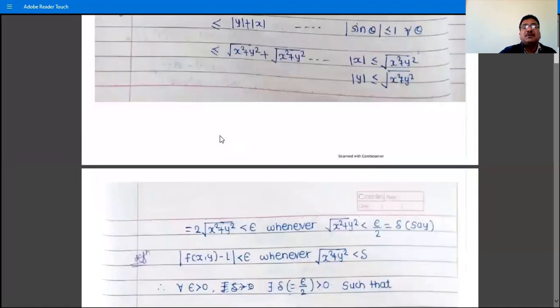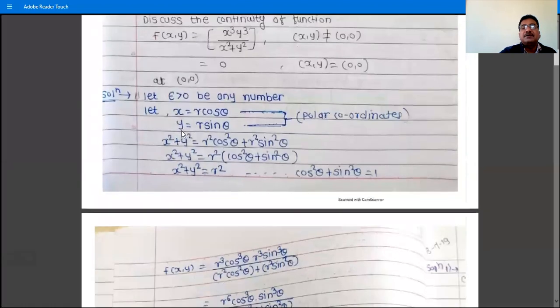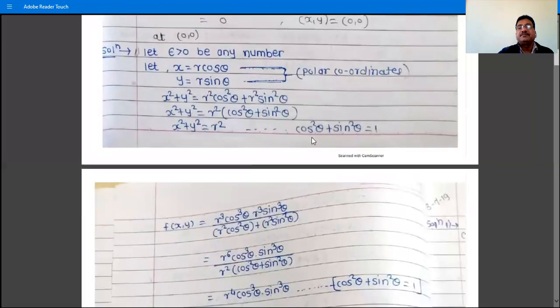Consider mod f(x,y) minus 0. First use polar coordinates to simplify f(x,y), as x is equal to r cos theta and y is equal to r sin theta. So x square plus y square is what? r square cos square theta plus r square sin square theta. If we take r square common, then cos square theta plus sin square theta is 1. So x square plus y square is r square.